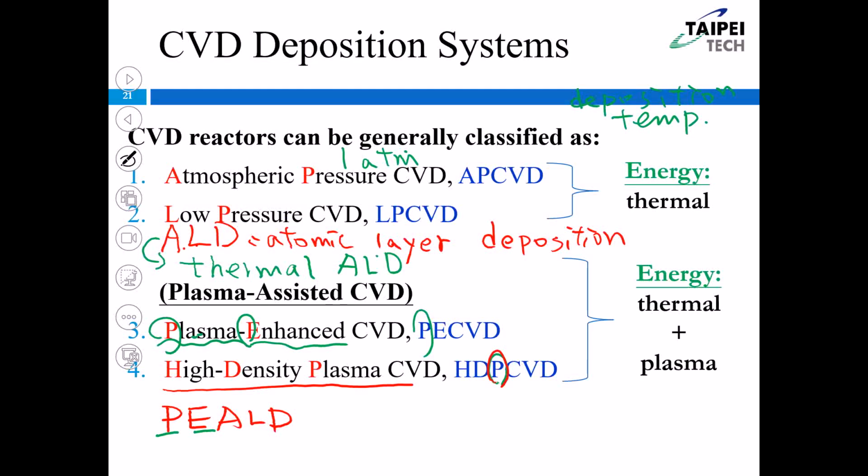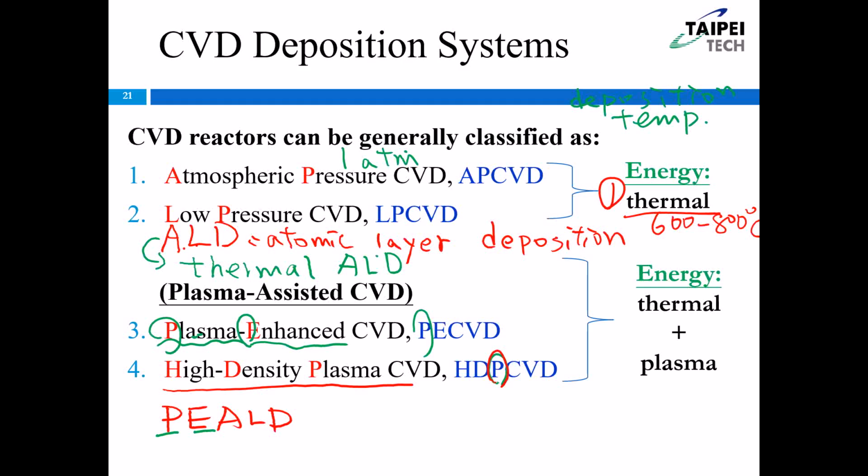For the first kind of CVD, the energy supply is only thermal. It requires 600 to 800 degrees Celsius. You need a very, very high energy to break the covalent bond of the precursor. So it requires high temperature.